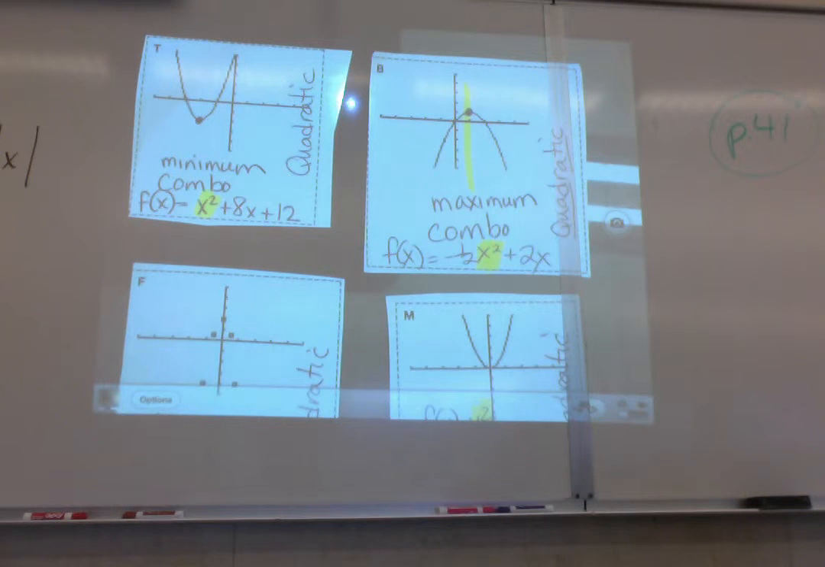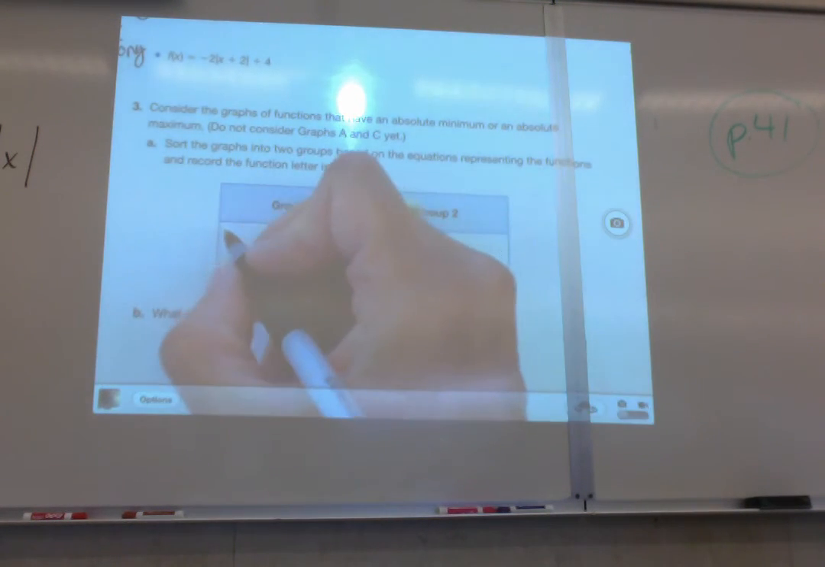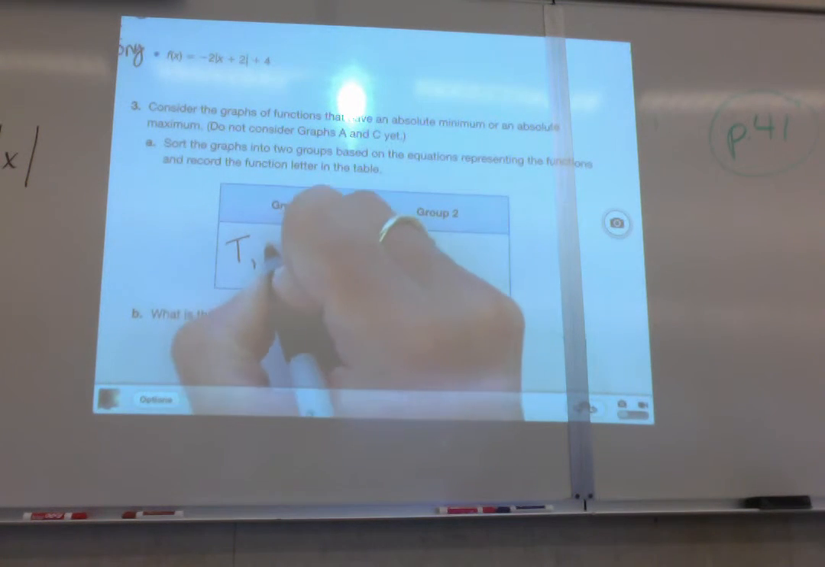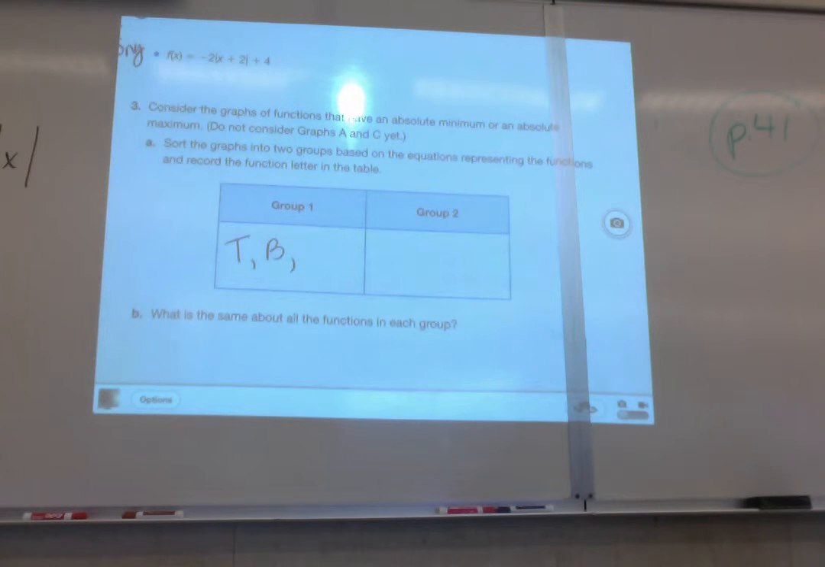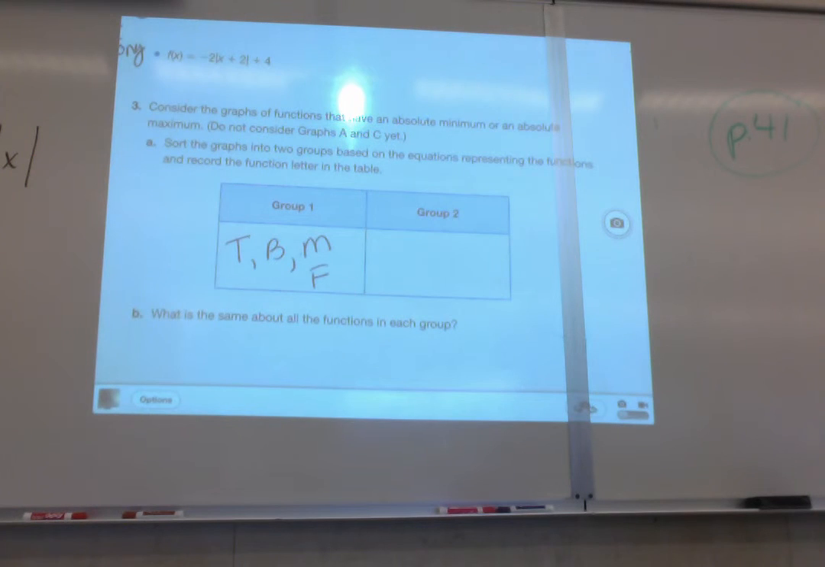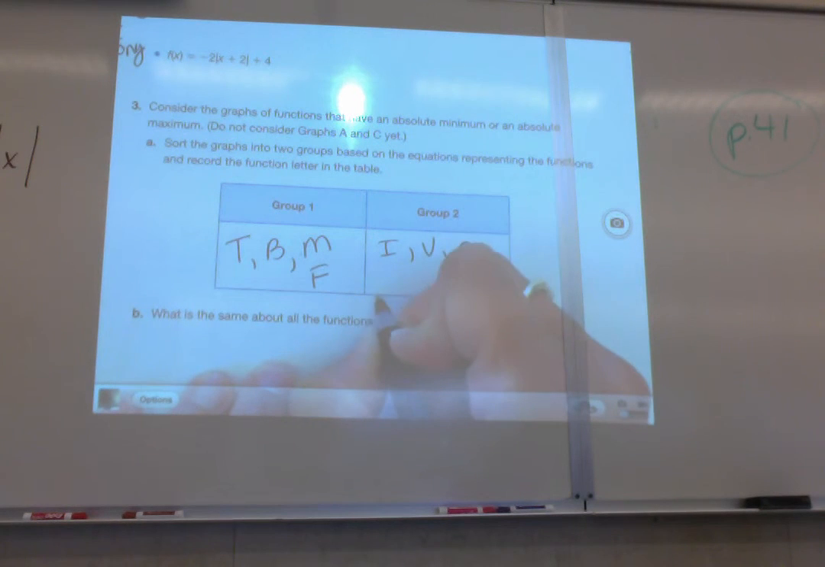All right? Number 3 had us write the letters. So let's call group 1 our quadratic group: T, B, M, and F. And then the other group was our absolute value group: I, B, Q, and D.